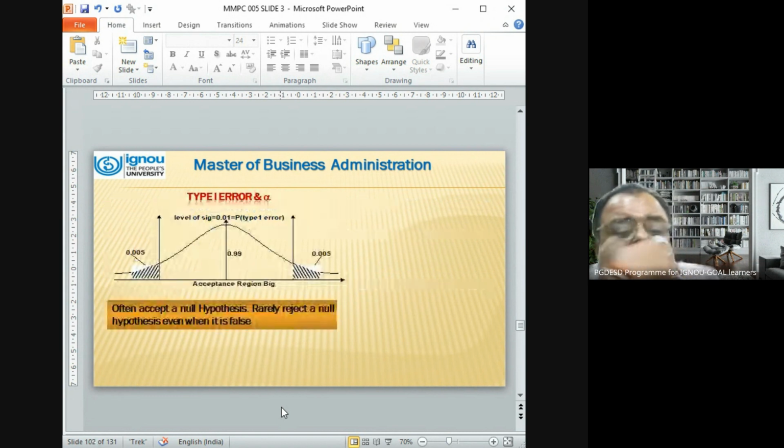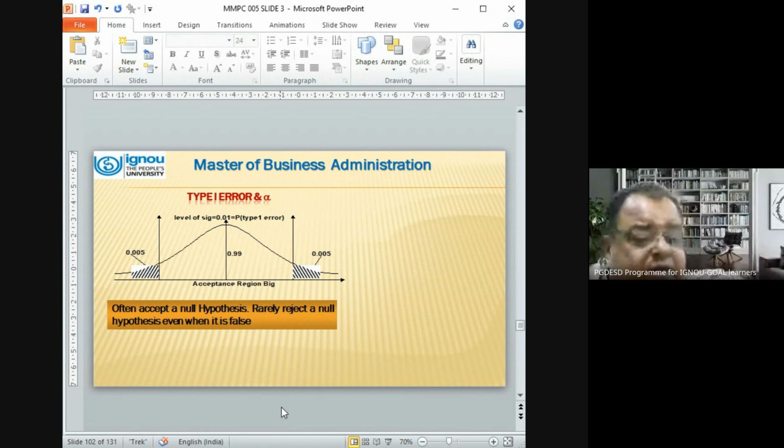Now see, at the center it is 0.99, assuming it to be 1. If we talk about 0.005, it is at the right. And for the negative part, it will be at negative 0.005. One often accepts a null hypothesis. We reject a null hypothesis even when it is true. This is the classical condition of that. That is type 1 error and the relation between type 1 error and alpha.